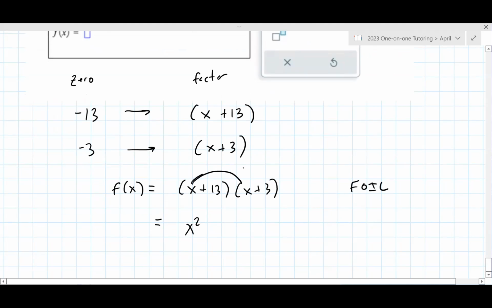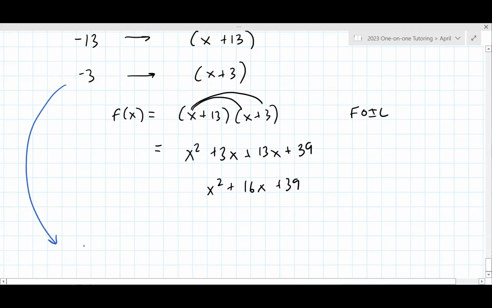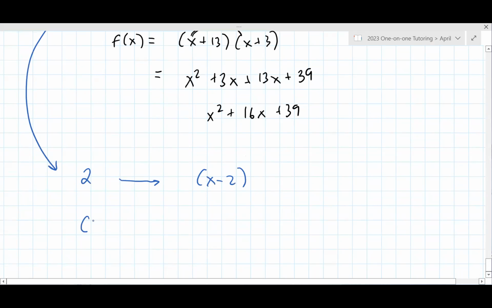X squared, 3x. So x squared plus 16x plus 39. Now just really quickly, because it doesn't really address it here. Let's say the factor was x plus 2. No, let's say the zero was +2. That means it goes along with x minus 2. Let's say a zero of 0, that would be x minus 0, but you just write x for that. Got it. So it's always opposite in sign.